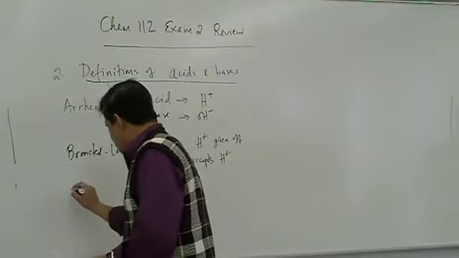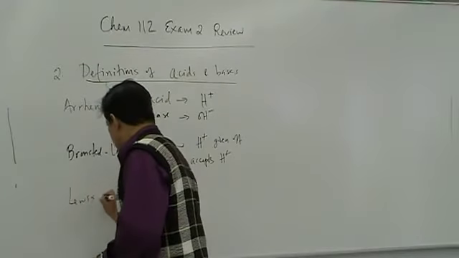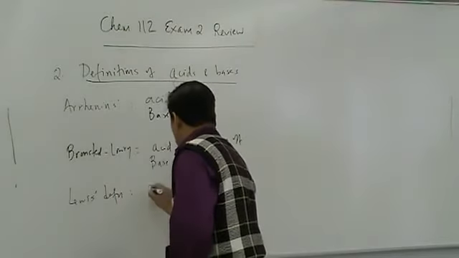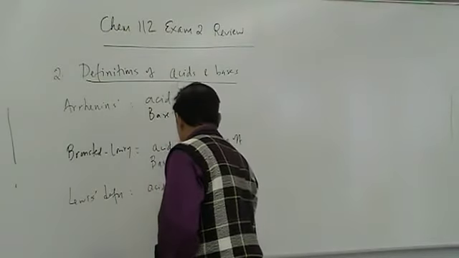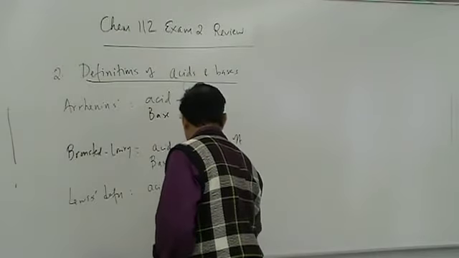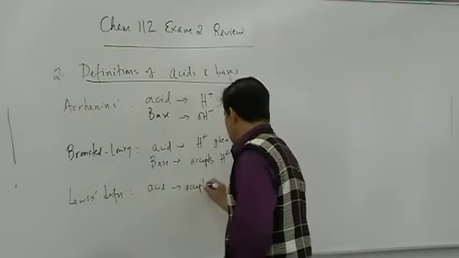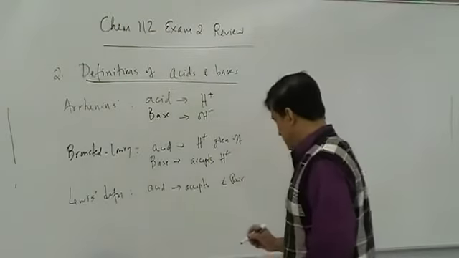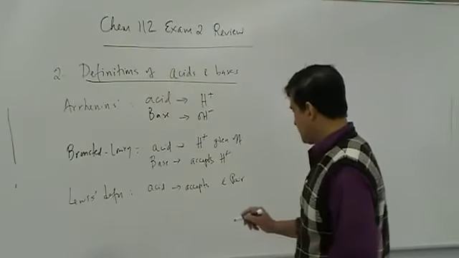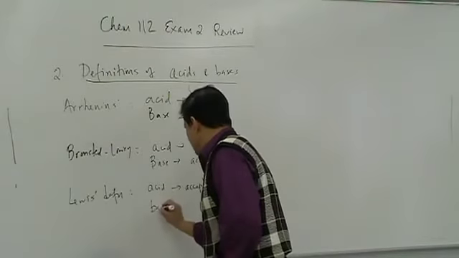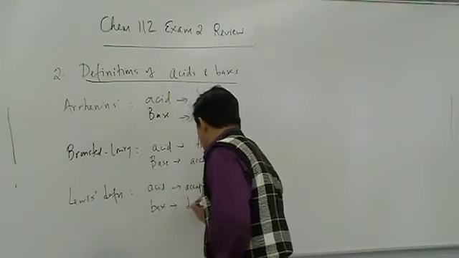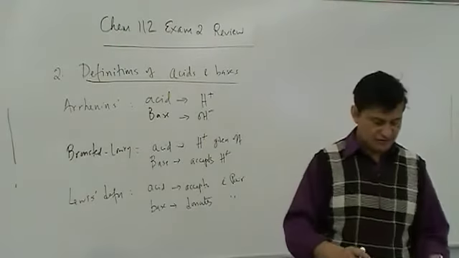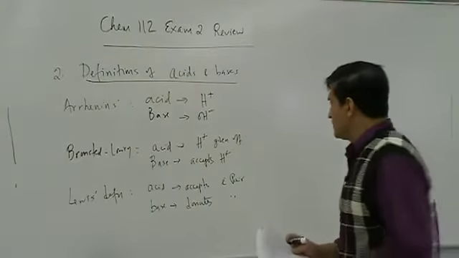And in Lewis's definition, an acid is an acceptor of an electron pair. So an acid accepts an electron pair from another substance, and a base donates an electron pair. So these are the 3 definitions that we need to know.